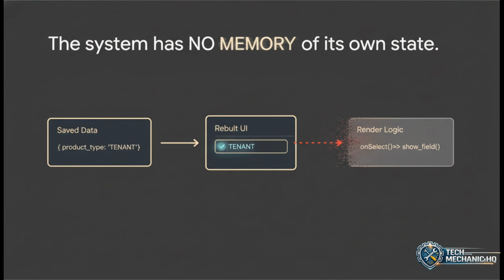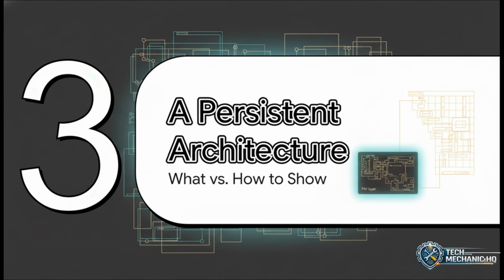And here's the brutal answer. The UI gets rebuilt, sure. The dropdown gets its saved value. But the logic? The code that was supposed to run when that value was first picked, it never gets triggered again. It's a one-and-done deal. And this is the heart of it all. The system has absolutely no memory of its own state. So how do you fix a system with amnesia? Well, you give it a permanent memory. You have to build a new architecture that's based on one simple, powerful idea, separating what to show from how to show it. Let's see how they did it.